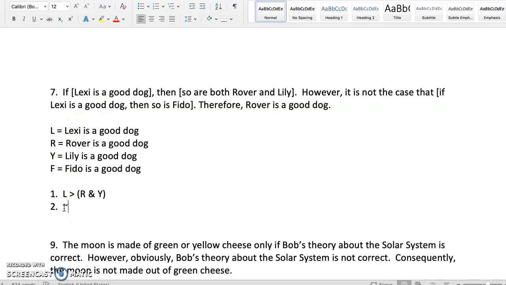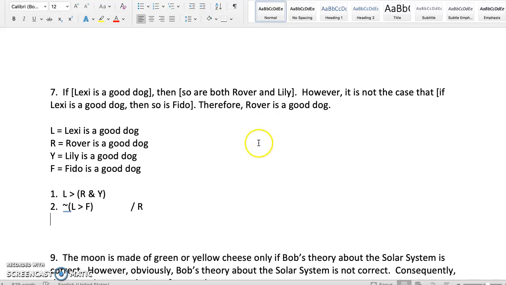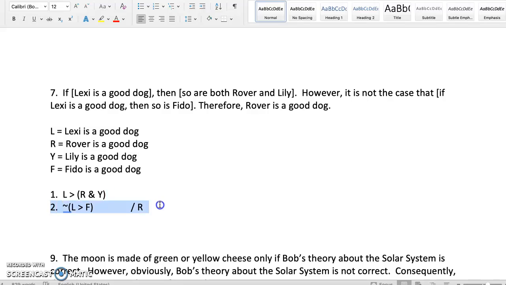So it's going to be it is not the case that negation, parentheses, right? And in parentheses or in brackets here, what we have is a conditional. If Lexi is a good dog, then so is Fido. All right. So that it is not the case that applies to the whole conditional, not just to the antecedent. So the bracket or the parentheses here are essential. All right. Conclusion, therefore, Rover is a good dog. Simple. R. All right. So that's the argument translated.